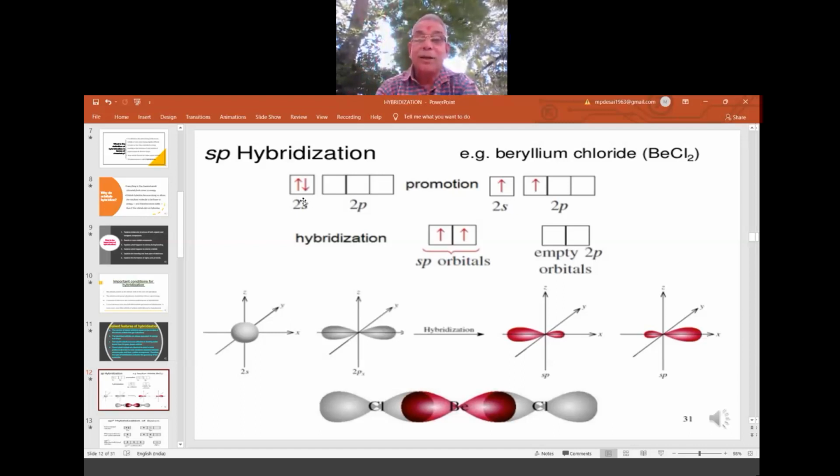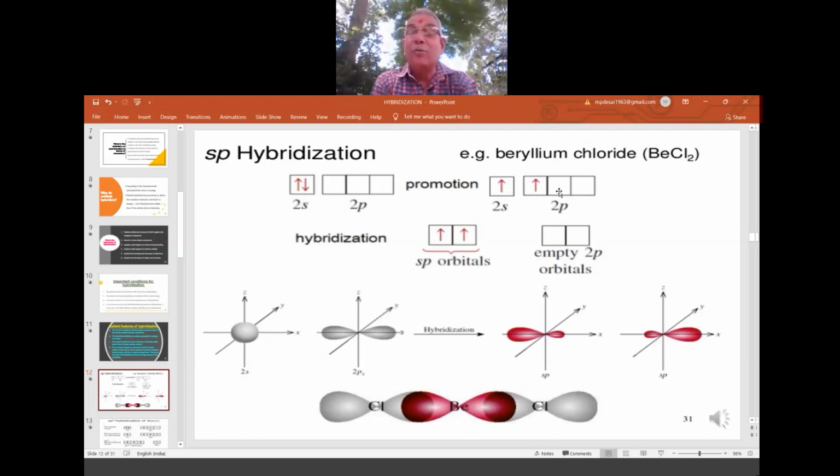So I am promoting one of the 2s electrons to the empty 2p. All are having the same energy, so let it go anywhere. One of the 2s electrons will be promoted to the 2p orbital. This is after the promotion, after the excitation. So the new electronic configuration is 2s1, 2p1. Now we have two unpaired electrons.